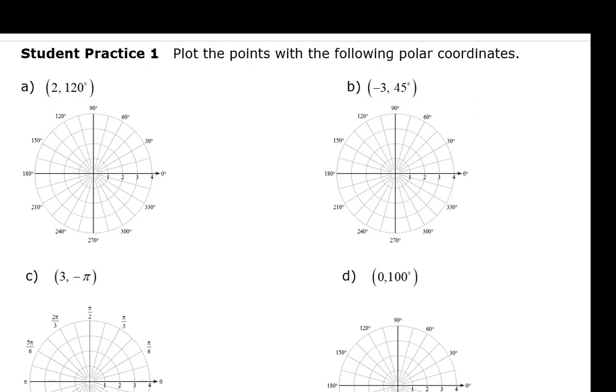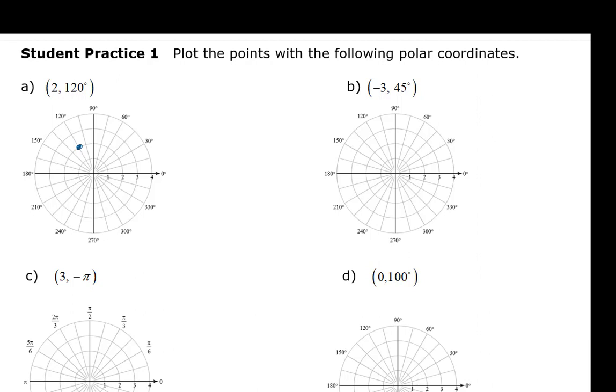All right, let's graph 120 degrees. I'm going to locate 120 degrees, which is right here. And again, this time I'm not going to bother drawing out the angle, but just saying, okay, I know I'm going to be on the terminal side where 120 degrees is. I'm going to just count out 2 from the pole and plot my point. So in polar coordinates, that is the point 2, 120 degrees.